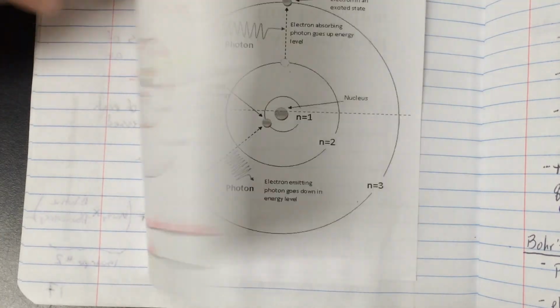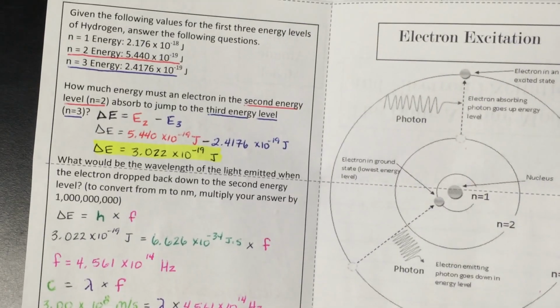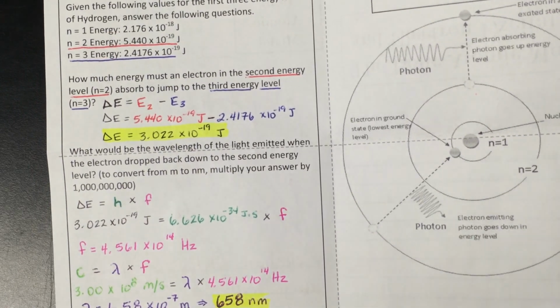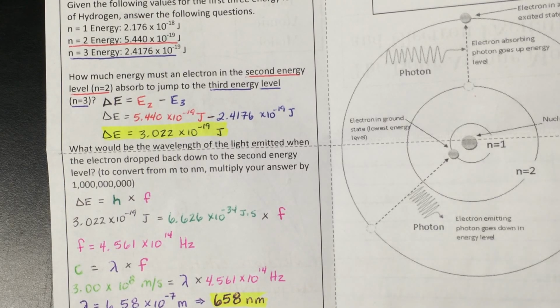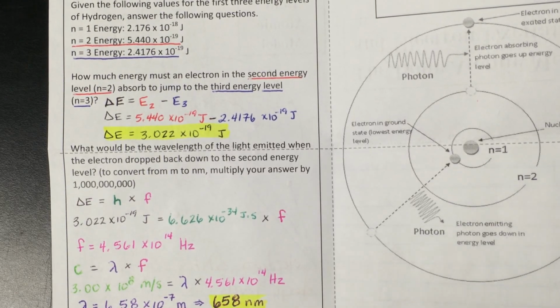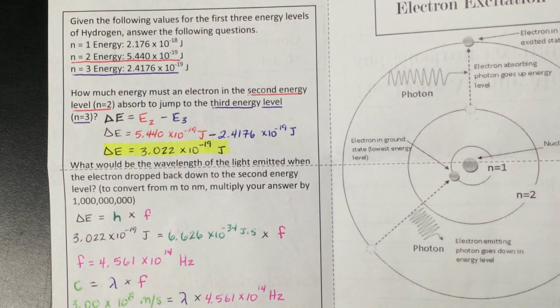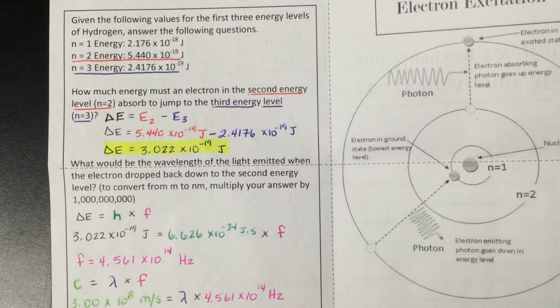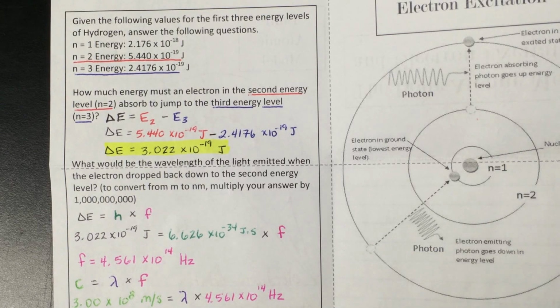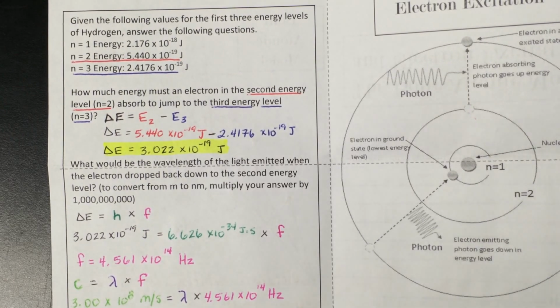The last thing is that we can actually do calculations using this relationship between energy and Planck's constant and frequency of the photon. So on the left side of this, I have some data from a sample of hydrogen. The values that you're given here are the values of the first 3 energy levels of hydrogen. So n equals 1, the energy is 2.176 times 10 to the negative 18th joules, and then it gives you the values for 2 and 3.